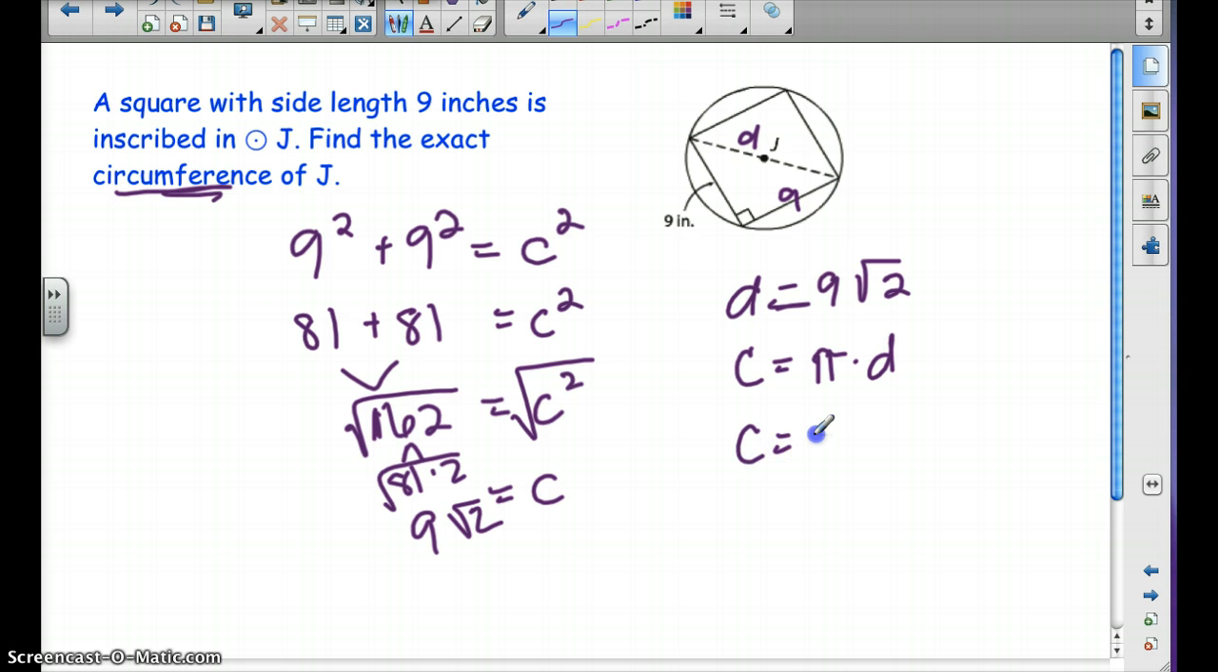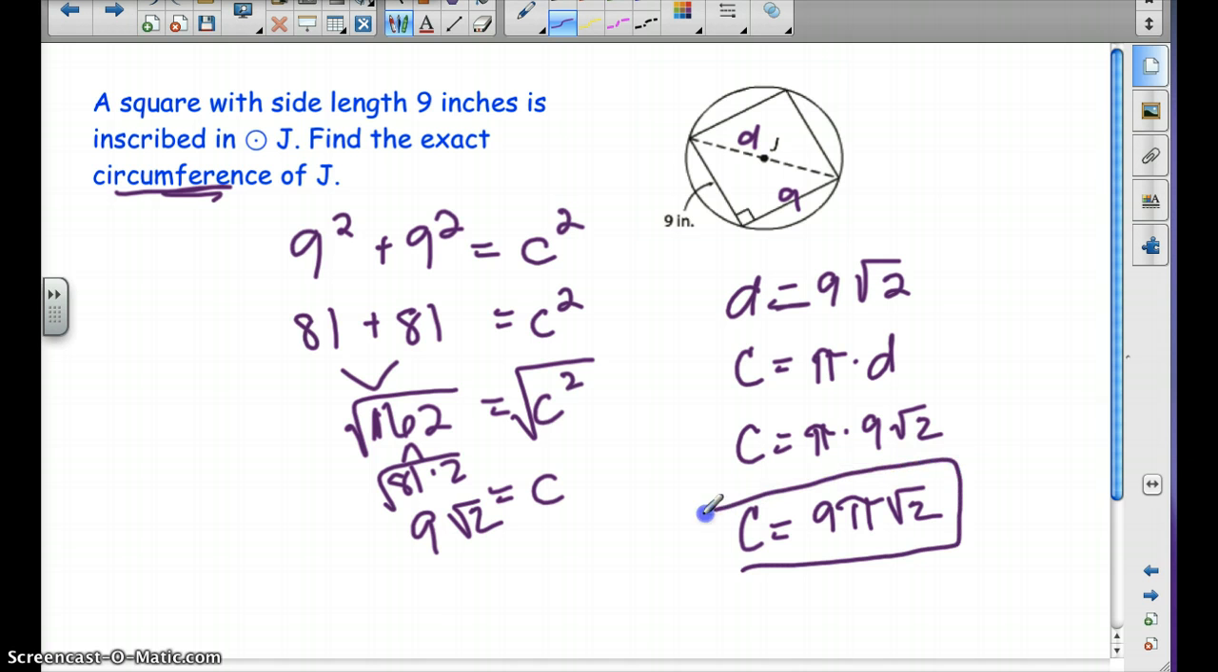We can go ahead and plug that in. So C equals pi times 9 square root of 2. We're going to clean that up a little bit and just write C equals 9 pi square roots of 2. And we're going to leave it in terms of pi instead of finding the decimal. So we're going to leave it just like that. Ooh, and I forgot my label. So it should be 9 pi square roots of 2 inches. Very good. Can't forget that label.